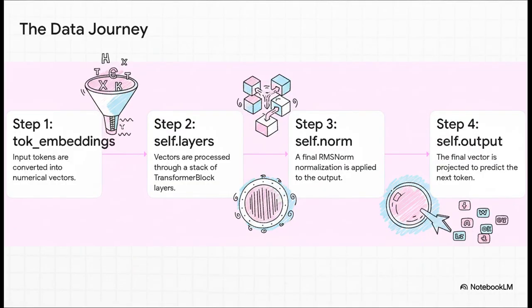So how does a piece of information actually travel through this thing? Well, it's a pretty clean four-step journey. Step 1, your words get turned into those numerical vectors we just talked about. Step 2, those vectors get pushed through a whole stack of processing layers. Step 3, a final normalization step, using something called RMS norm, kind of cleans everything up. You can think of it like a sound engineer, tweaking the levels to make sure the signal is perfectly clear and stable. And finally, step 4, the output layer takes that beautifully refined vector and predicts the next word. It's really an elegant and powerful flow.